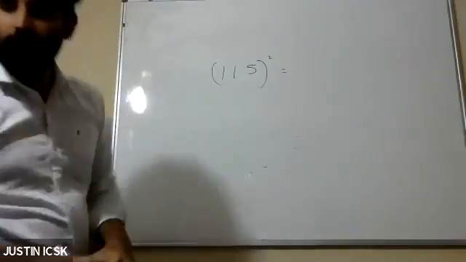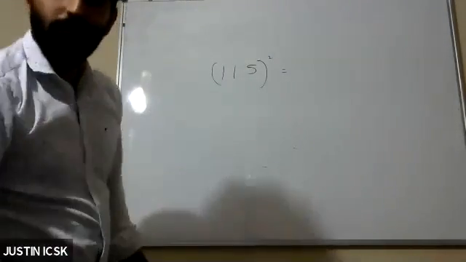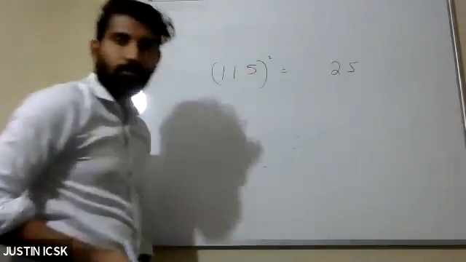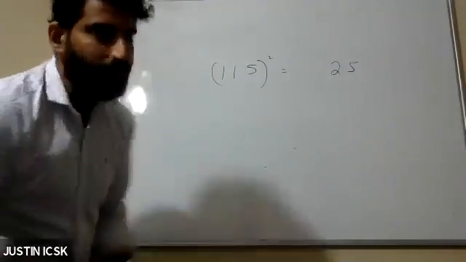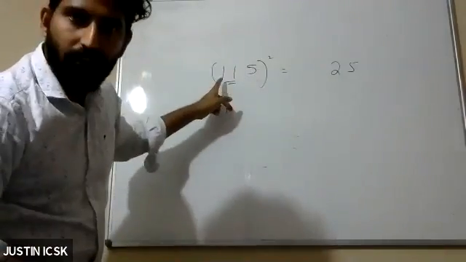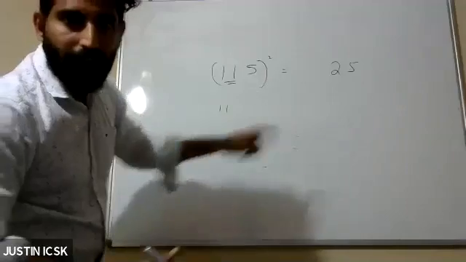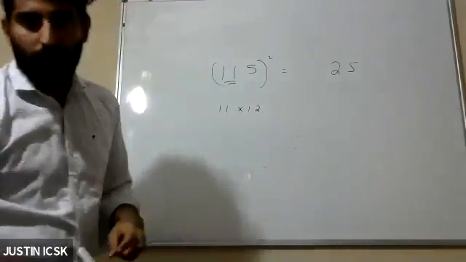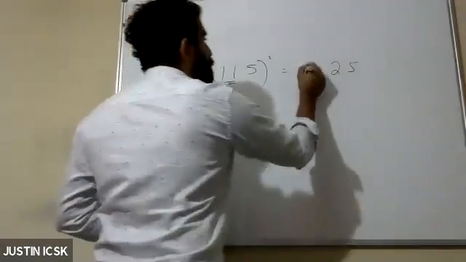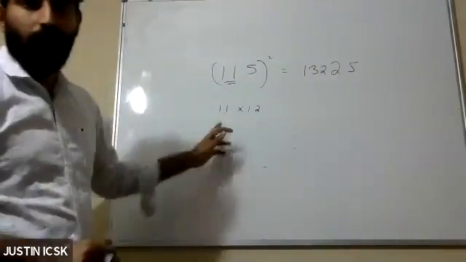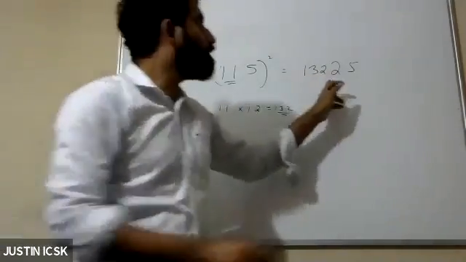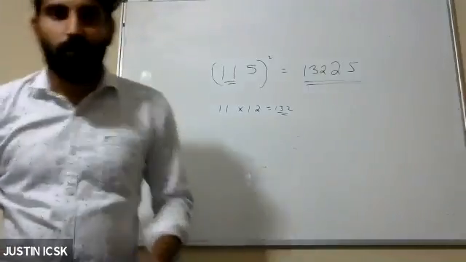In case it's a three-digit number, the same method will apply. The last two digits are always 25. Take 115. If you remove this 5, it is 11. The number after 11 is 12. 11 into 12 is 132. So 13225 is the answer.